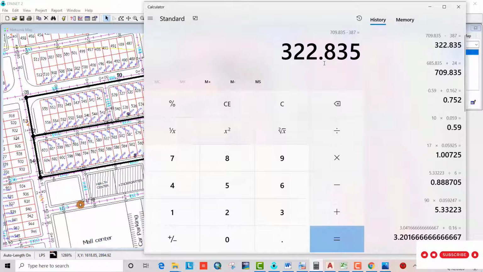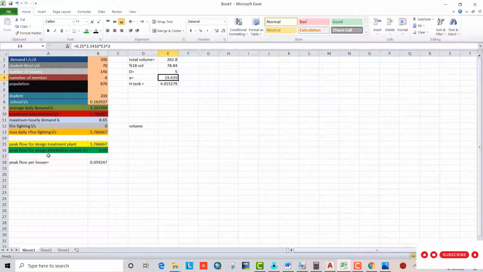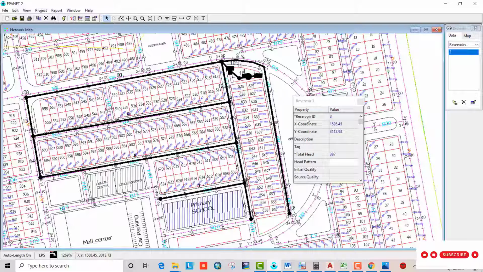But the pump efficiency decreases over the years, so we provide more head. So let it be 330 meter. I choose 330 meter. And also the discharge I try to find is the maximum discharge. The peak flow is 867 liter per second. I choose 12. Okay, 330 meter maximum head and 12 liter per second discharge.